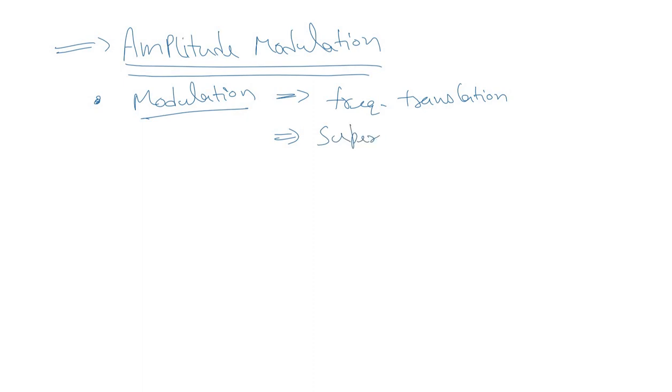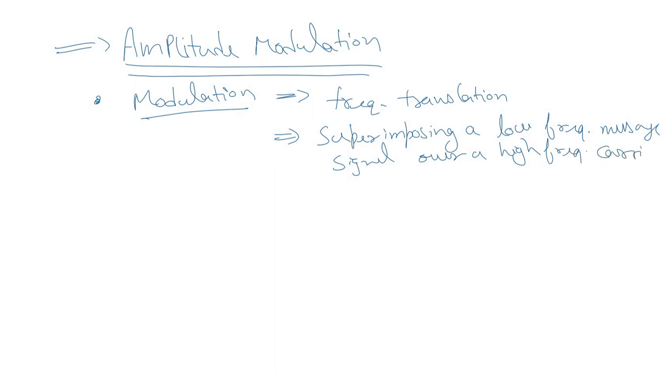Superimposing a low frequency message signal over a high frequency carrier by varying critical parameters of the carrier signal, which are amplitude, phase, or frequency, right? So this is how we define the modulation process.